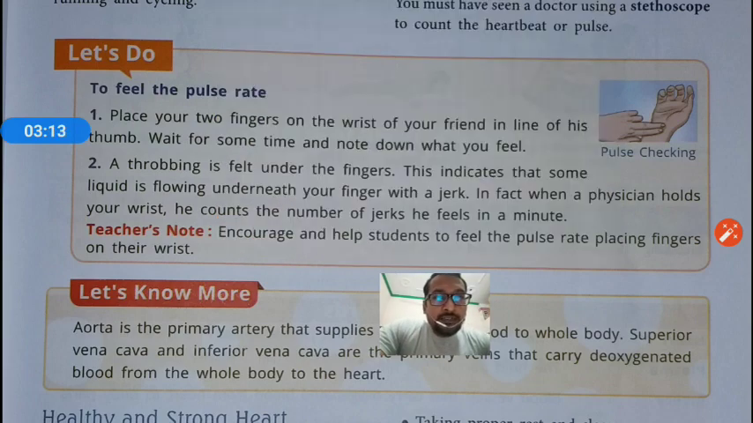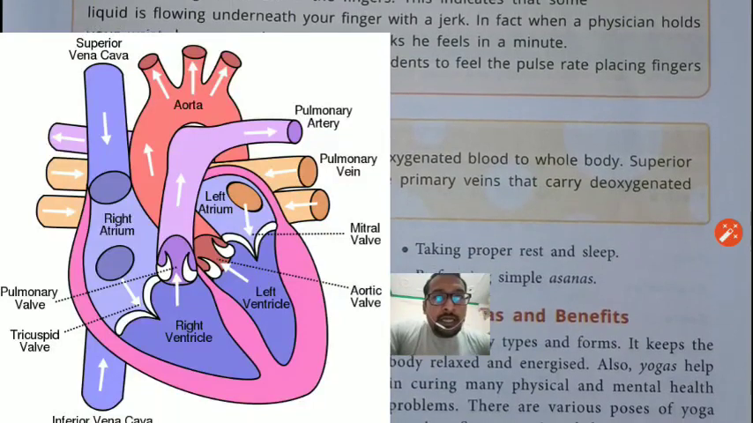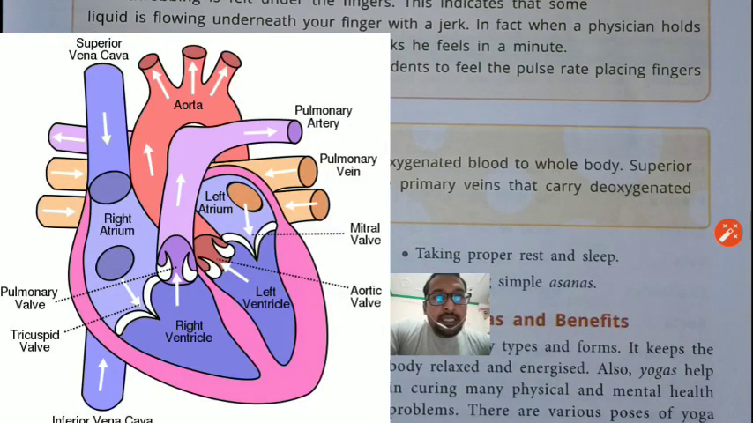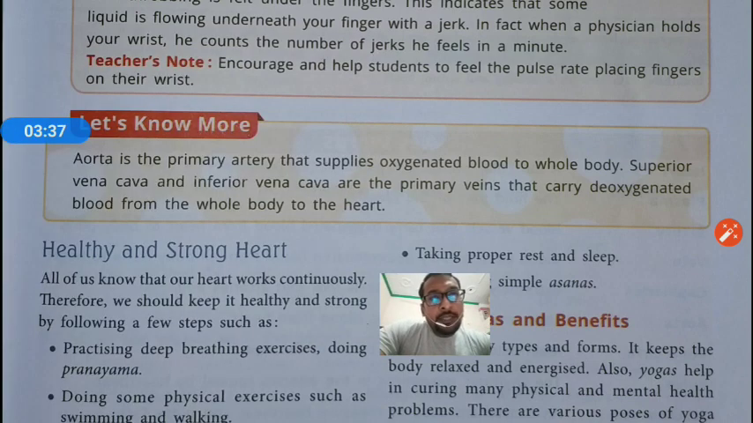So, let's know something more about the aorta. It is the primary artery that supplies oxygenated blood to the whole body. The superior vena cava and inferior vena cava are the primary veins that carry deoxygenated blood from the whole body to the heart, and then to the lungs, and then back to the heart and then back to the body.